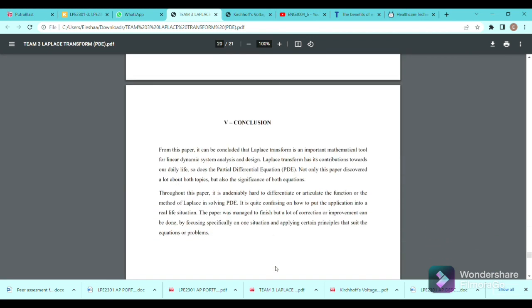So as a conclusion, from this paper, we can conclude that the Laplace transform is an important mathematical tool for linear dynamic system analysis and design. The Laplace transform has a contribution towards our daily life, as does the partial differential equation. Not only does this paper discover a lot about this topic, but it is also significant for both topics, for both equations.